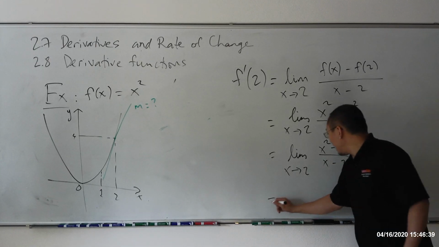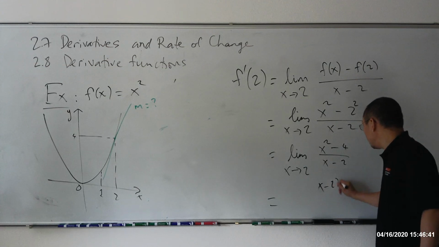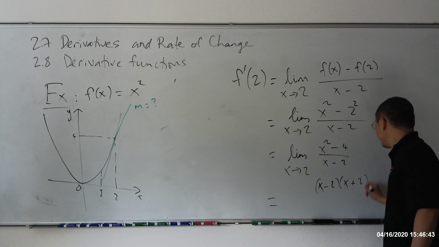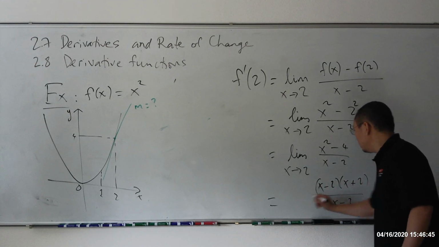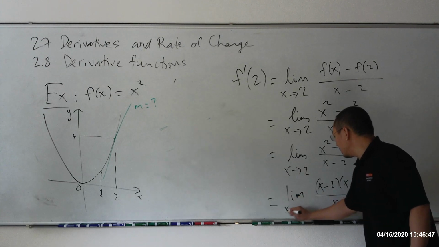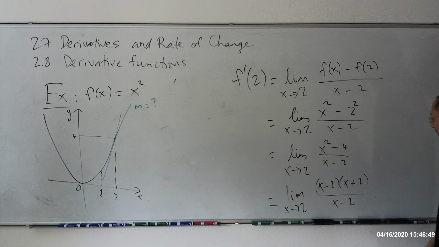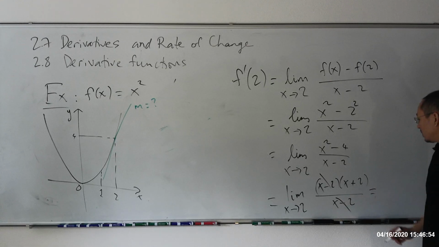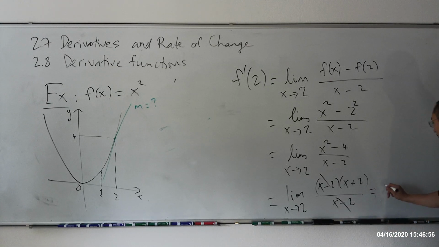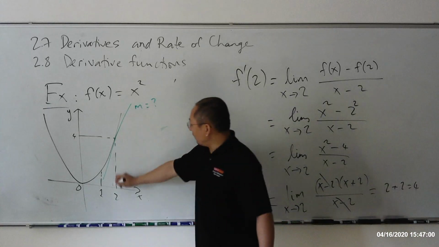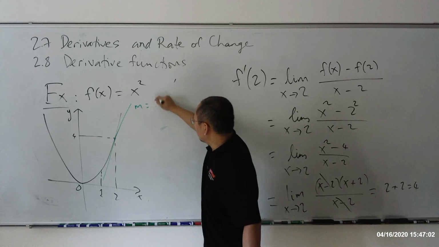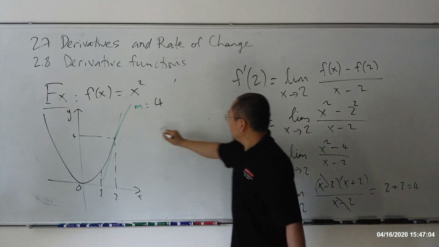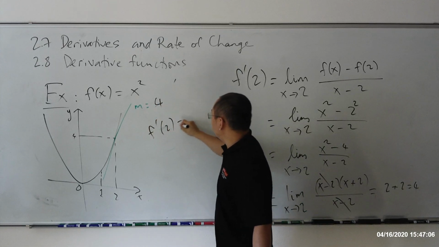I see it, x squared minus 4 is x minus 2 times x plus 2, over x minus 2. And this is the limit when x goes to 2. I can cancel out the x minus 2 right here. It's equal to the limit of x plus 2 as x goes to 2. So 2 plus 2 is equal to 4. So the slope of that green line right here is m equal to 4. Another way, f prime of 2 is equal to 4.